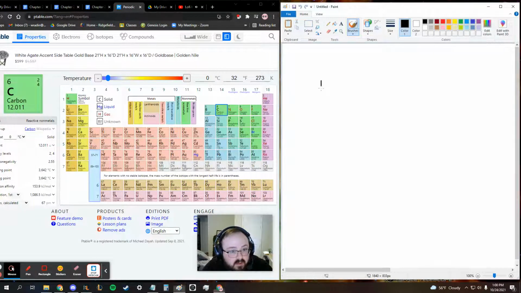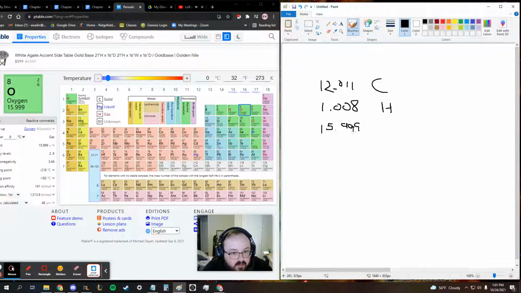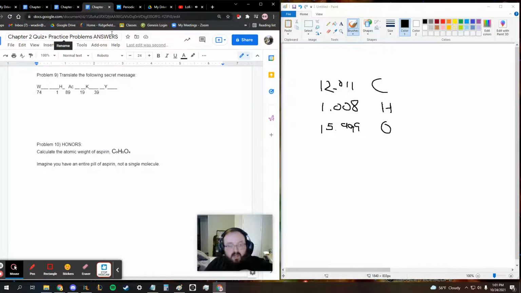So carbon is 12.011. So this is C. Hydrogen is going to be 1.008. And I think it's oxygen, right, is 15.999. So to calculate the average mass in Daltons of aspirin. To have a whole pill, it's got trillions and trillions and trillions, and we'll figure out how many actually, but a ton of molecules of aspirin.